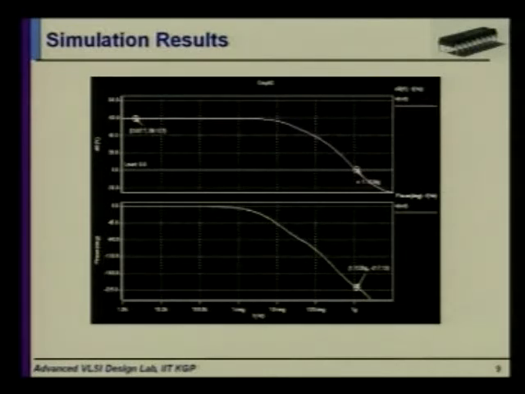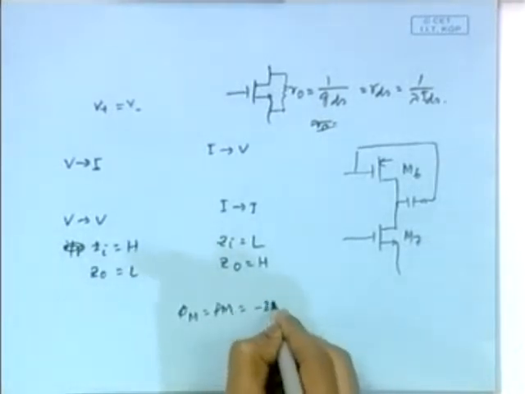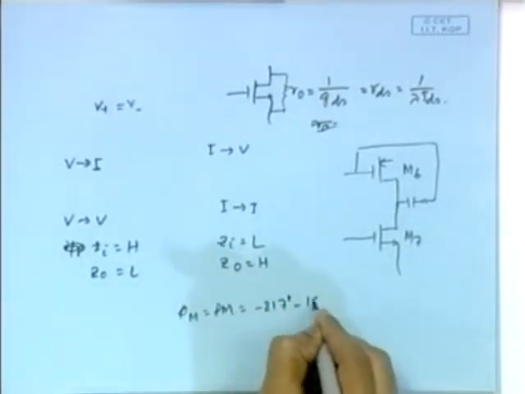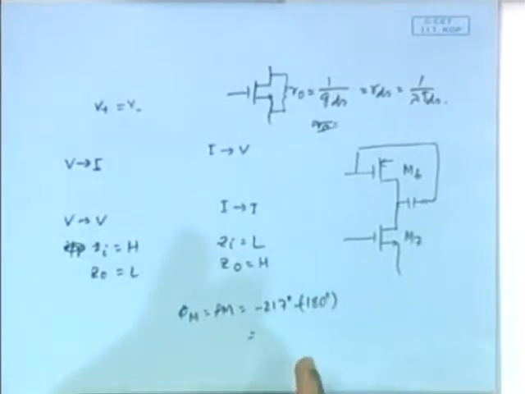So here phase margin becomes how much? Phase margin becomes minus 217 minus of minus 180 degree, the difference between the two. So it gives you nearly minus 37 degree. This is an unstable op amp because we cannot afford a negative phase margin. Okay. So we need to make this stable. How can we do that?